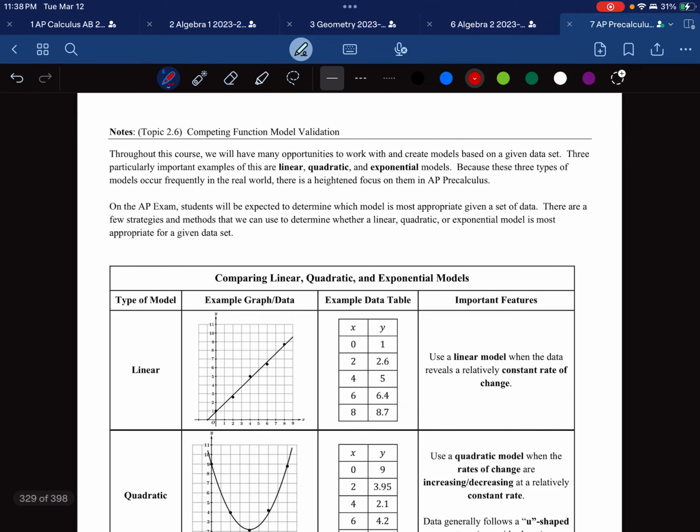This is AP Precalculus Notes for Topic 2.6, Competing Function Model Validation. All right, bear with me as I read.